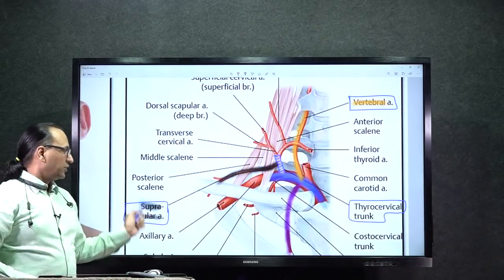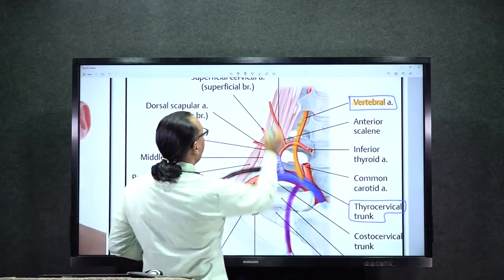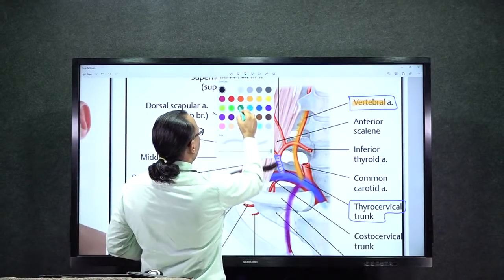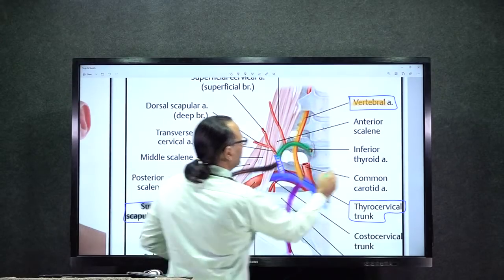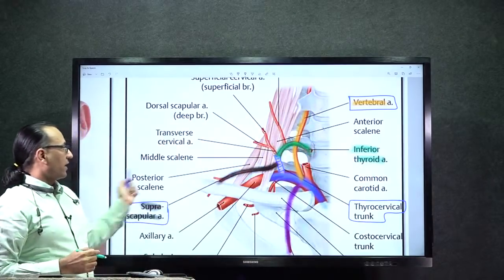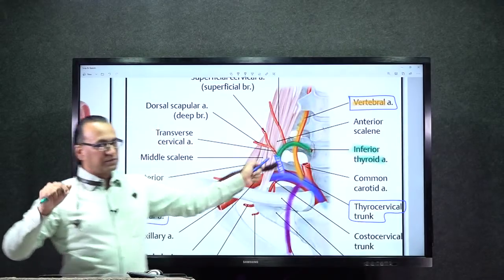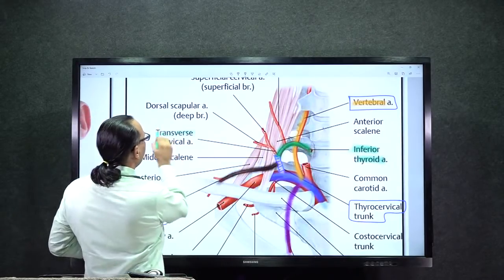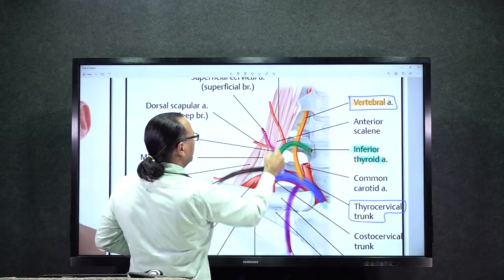So S, SIT branches S. What is I for? I is the inferior thyroid artery. As you will notice, this is the inferior thyroid artery, which is the branch of the thyrocervical trunk. And what is T for in SIT branches? T is the transverse cervical artery. And as you see, this is the transverse cervical artery here.